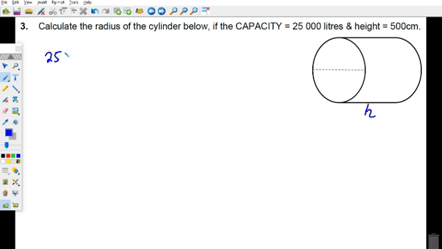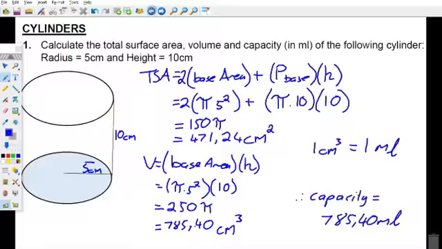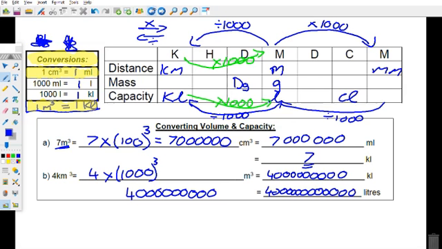So how do we do that? We get given 25,000 liters. So what do we have to do? Let's go back to this. Remember here, from liters to centimeters cubed, times by 1,000. So let's go a bit back in our pages. There we go. So we can write here, conversions. You must learn these conversions. Okay, so let's add another one there. So 1 liter is equal to how many centimeters cubed?